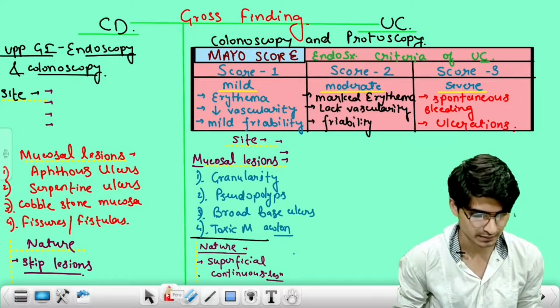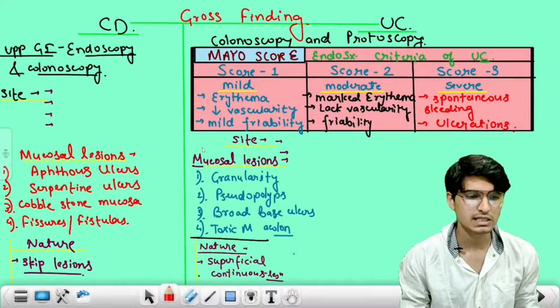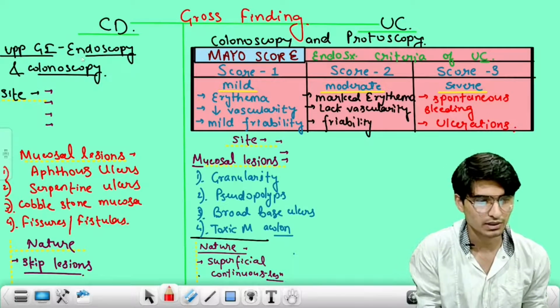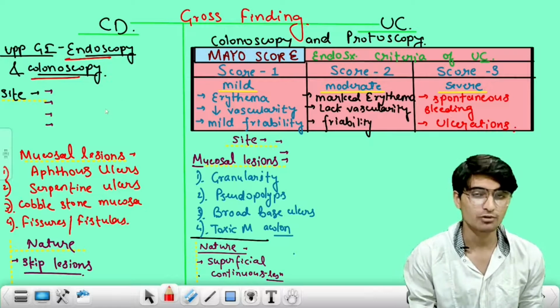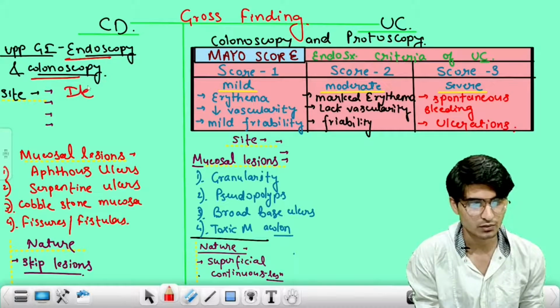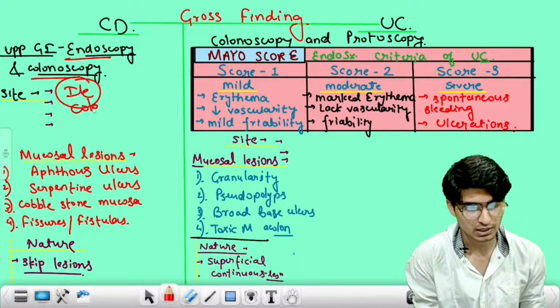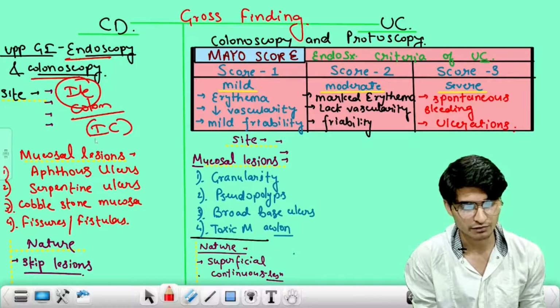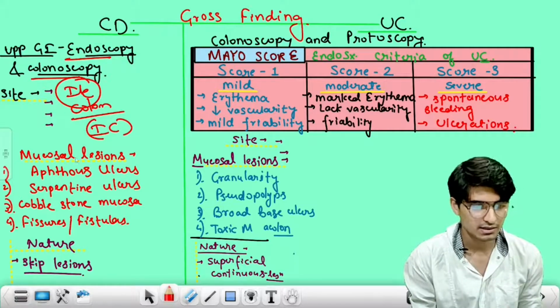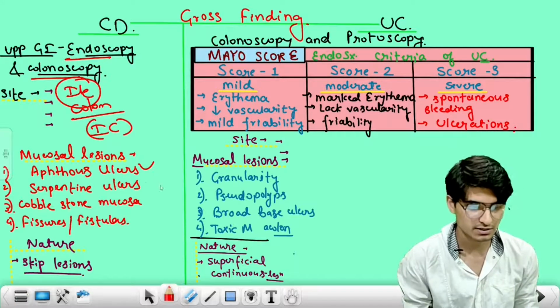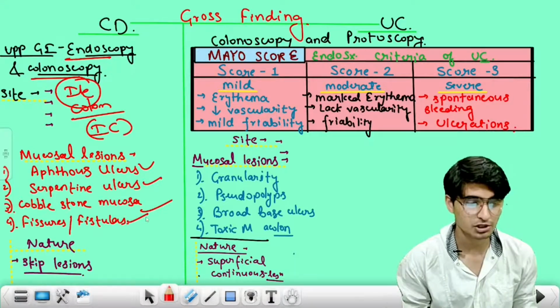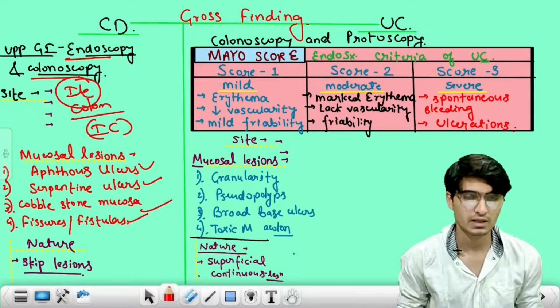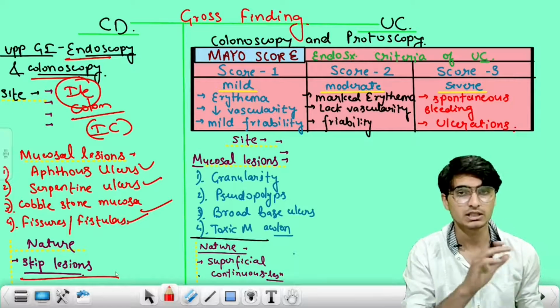the enumeration as well. Okay, so first thing is the CD findings, and we will go for the upper GI endoscopy and the lower, that is the colonoscopy, and the site of CD, that is the ileum, right? And subsequently the colon, and third one is the ileocolon findings, right? And then the aphthous ulcers we have discussed, the serpentine ulcers we have discussed, and the cobblestone appearance and the fissures and fistula, we have discussed all these things. And nature is the skip lesions which are transmural here.